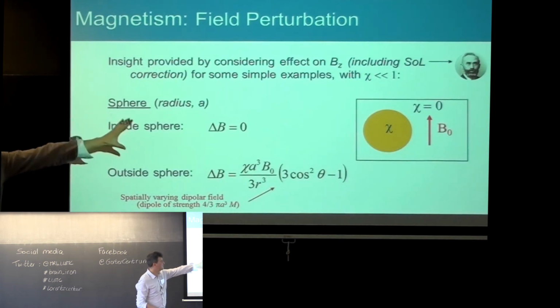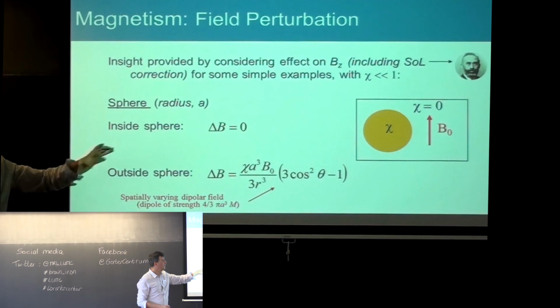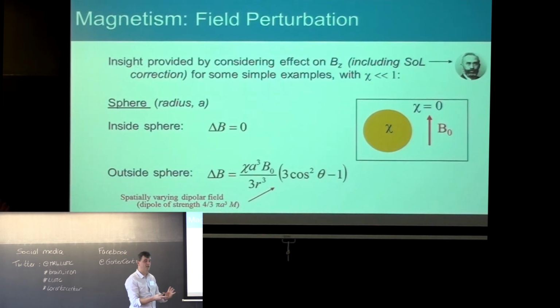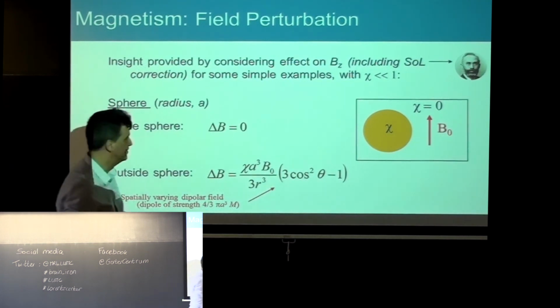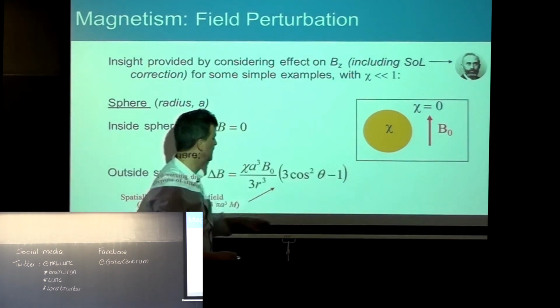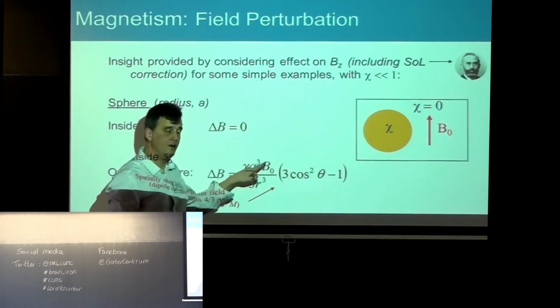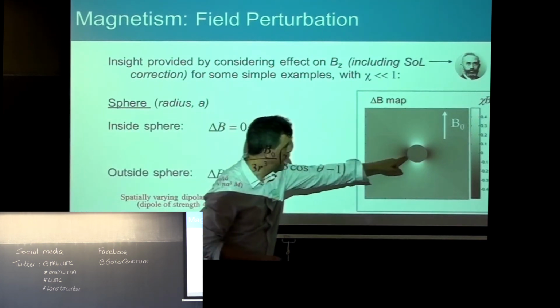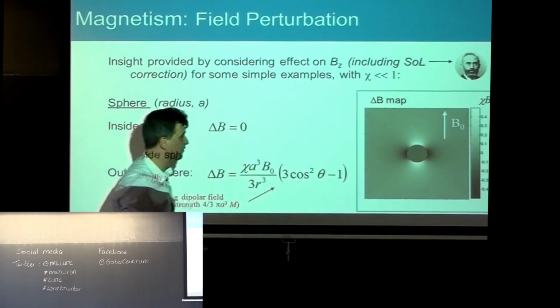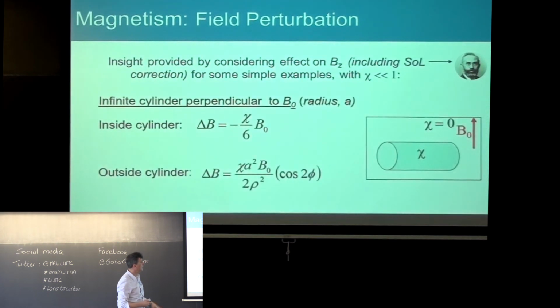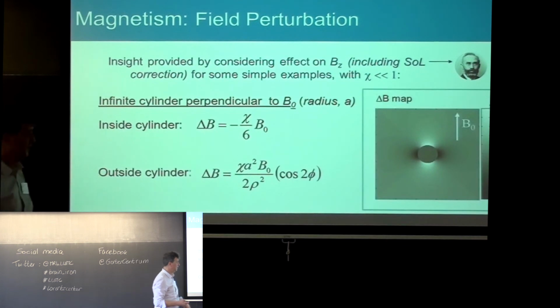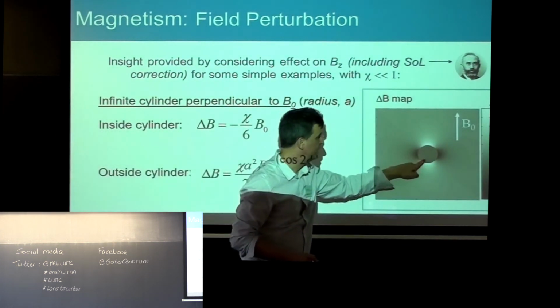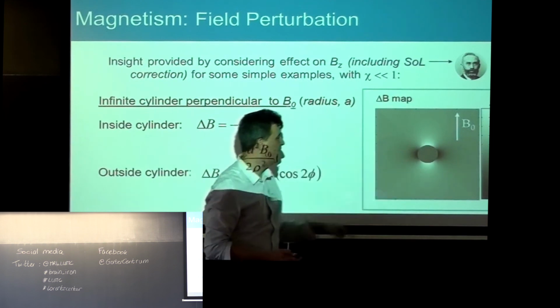So if you take a sphere of material of some susceptibility, you place it in a magnetic field and you work out the field perturbation that generates, you get zero offset inside the sphere and you get a spatially varying field outside the sphere. What does that look like? Looks like that. Uniform field inside, spatially varying field outside. If you do the same thing for a cylinder which is perpendicular to the field, same thing happens. Uniform field inside, spatially varying field outside.